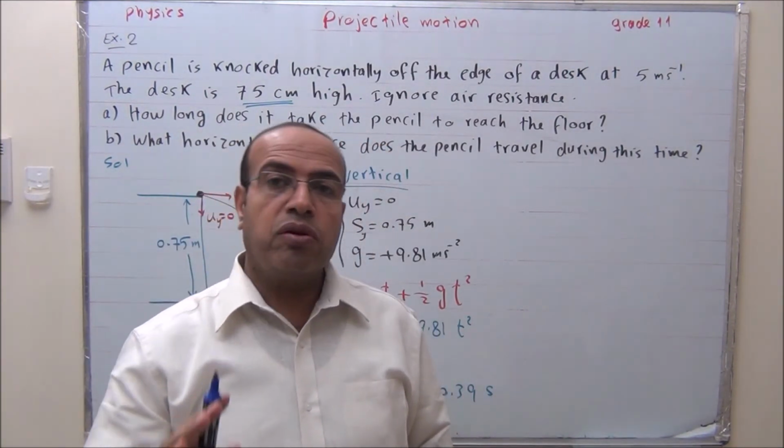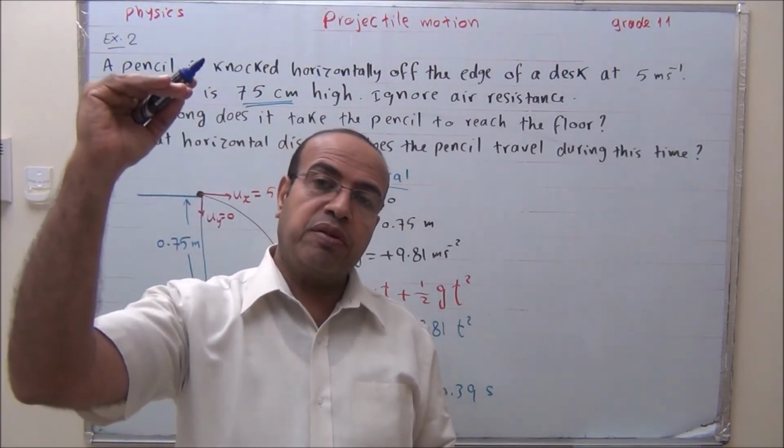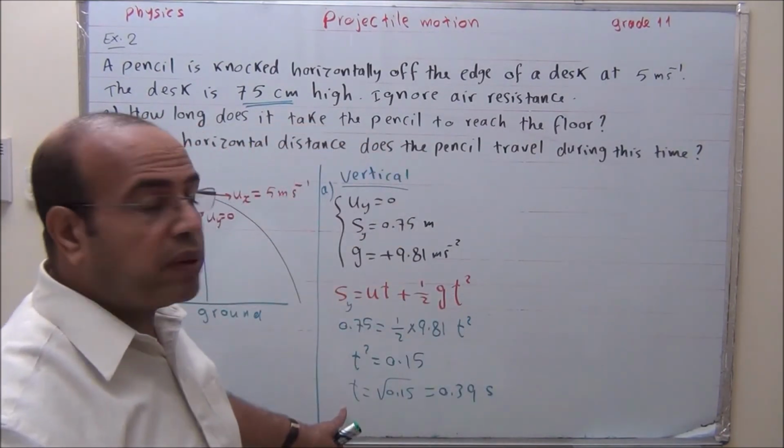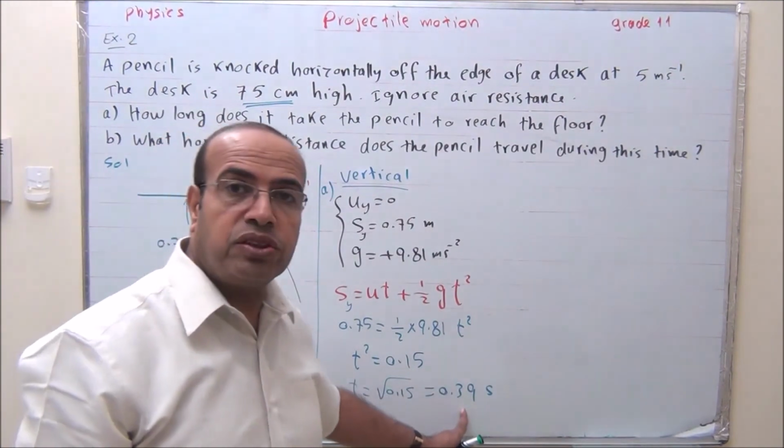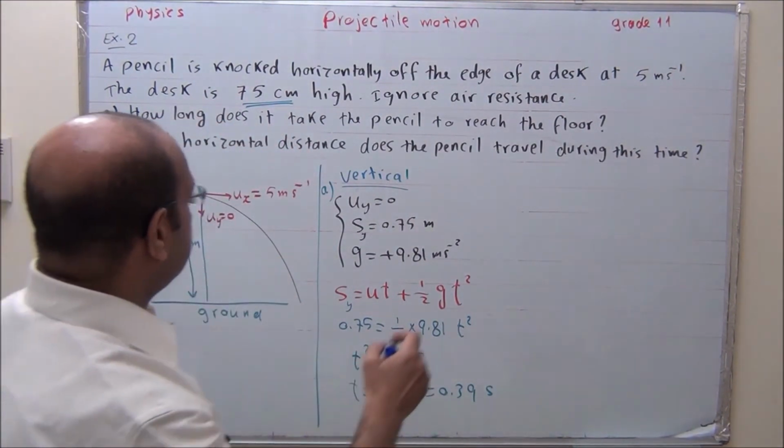Remember, in this example, we don't have 2 times because we just have one way. It is not going up and down. It is just from up to down. So we don't multiply the time by 2. The time of flight in this example is just one time.